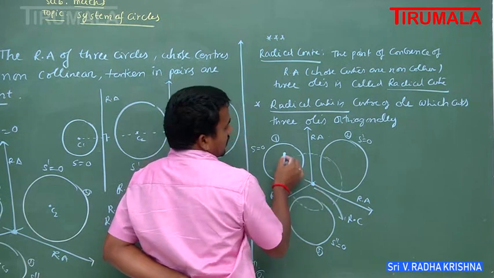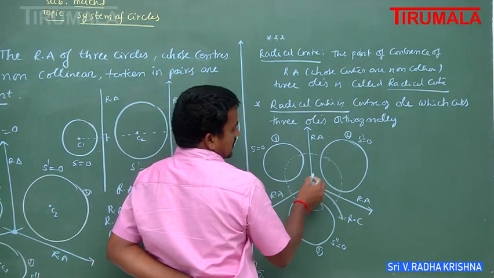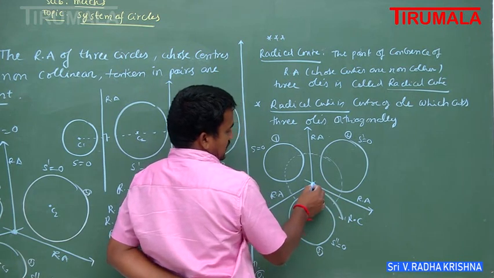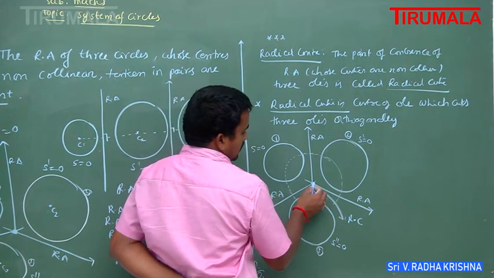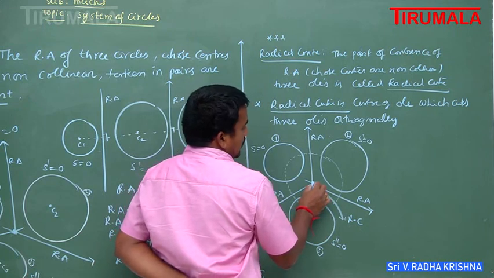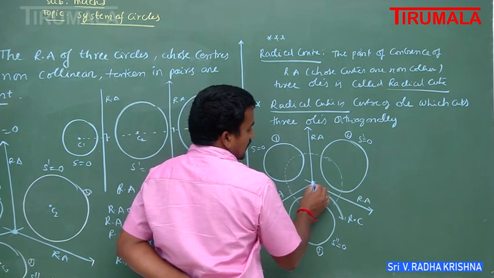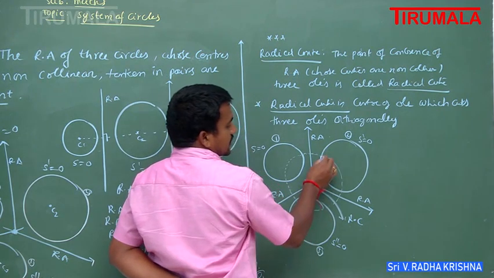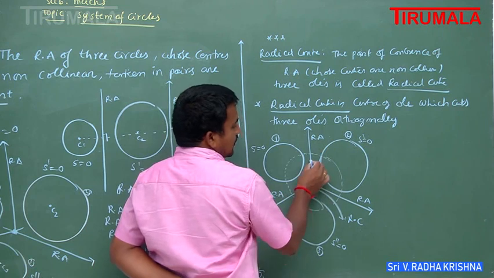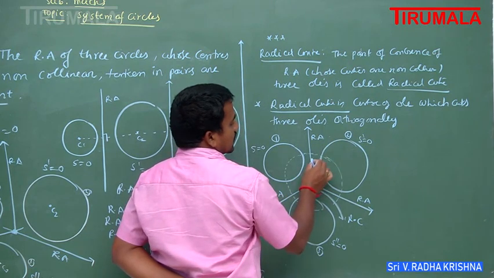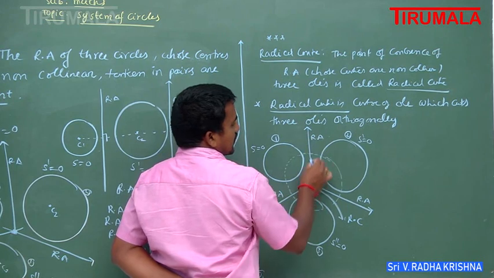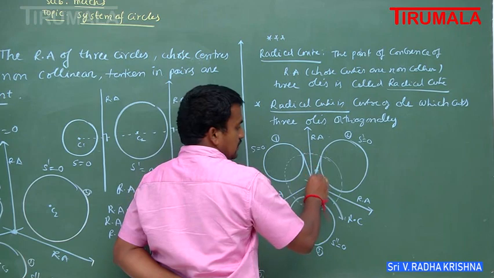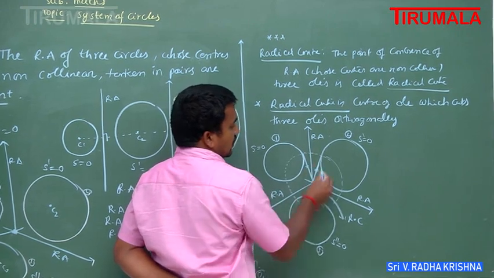We calculate, given three circles, S minus S dash, S minus S double dash, any two radical axes, and solve, we get the radical center. Now, the radical center lies on the radical axis. Suppose this is the radical axis, any point taken, tangents are drawn, the lengths of the tangents are equal. That is the definition of the radical axis. These two lengths are equal.